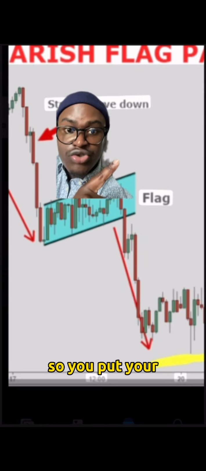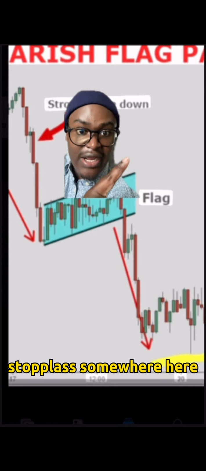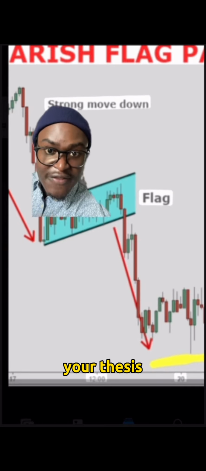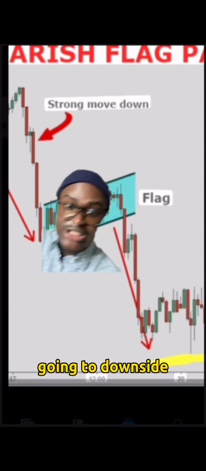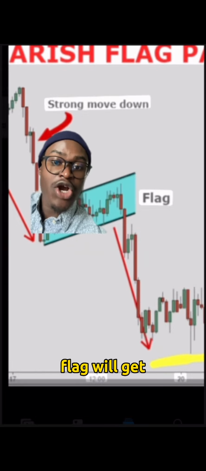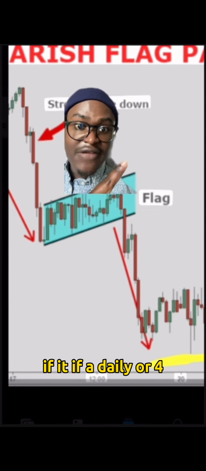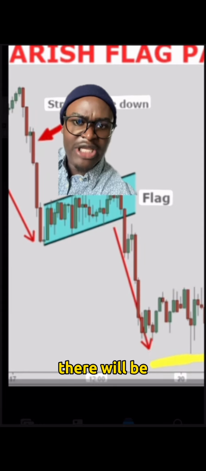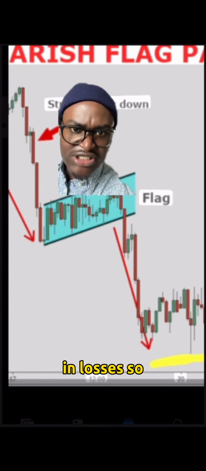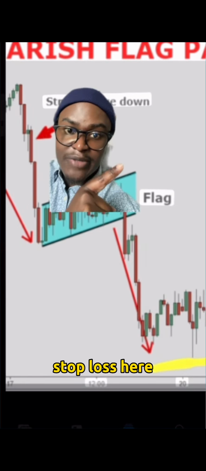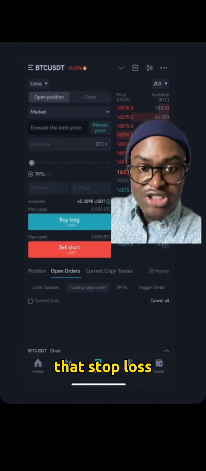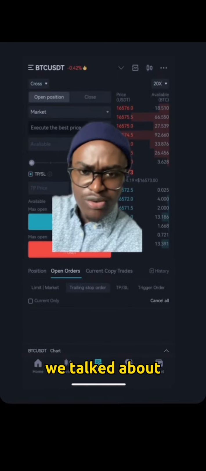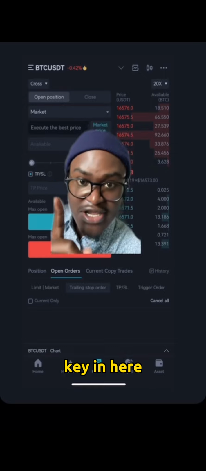So you put your stop loss somewhere here. That is where your thesis gets invalidated. Your thesis of the price going to the downside because of the bear flag will get invalidated if a daily or 4-hourly candle closes up here. I mean, there will be no need to blossom in losses. So you put the stop loss here. That stop loss is what you'll be keying in here. The take profit for the bear flag we talked about is what you will key in here.